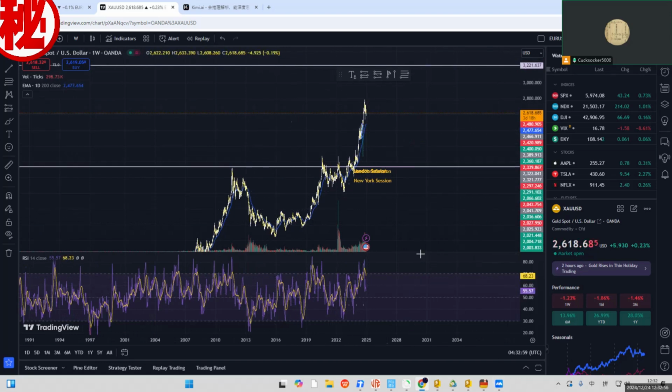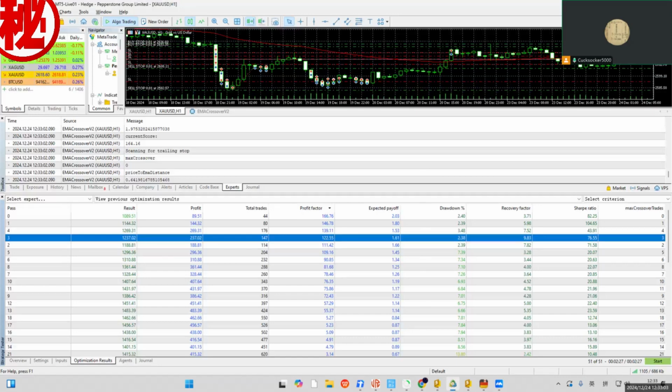And that's the algorithm. It has pretty good results, with a profit factor of 166.76, and one of them has a Sharpe ratio of 104.65, and that's it.